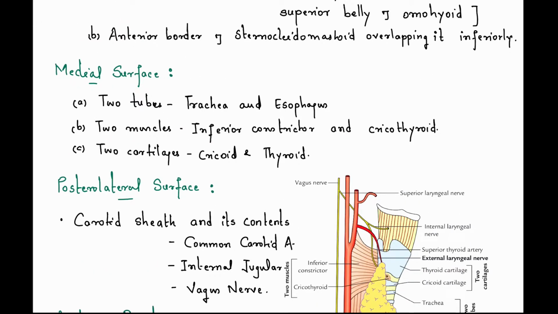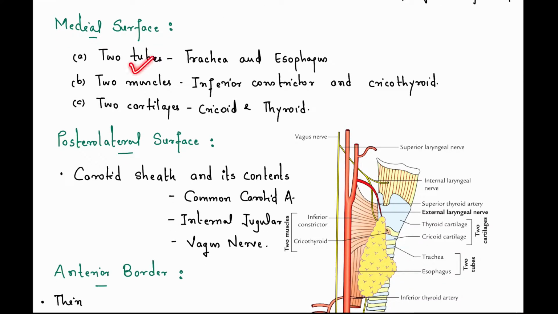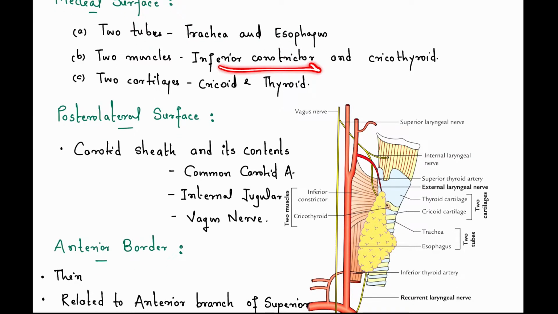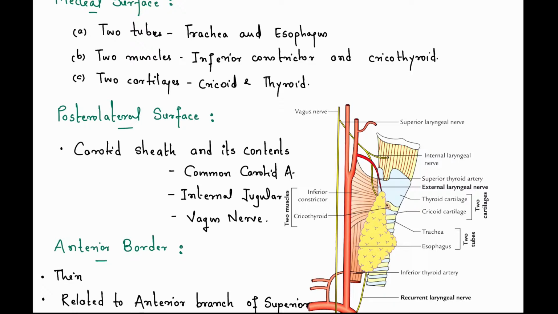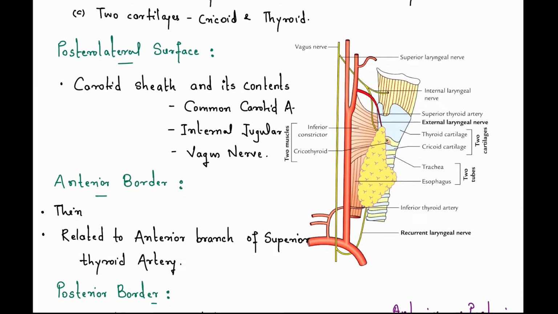Talking about the medial surface, there are two tubes, two muscles, and two cartilages. Two tubes, obviously the trachea and esophagus. Two muscles, the inferior constrictor and cricothyroid, and there are cartilages associated with it, the thyroid cartilage and the cricoid cartilage that makes the tracheal rings. Talking about the posterolateral surface, the carotid sheath and its contents are there: the common carotid, internal jugular, and vagus nerve.